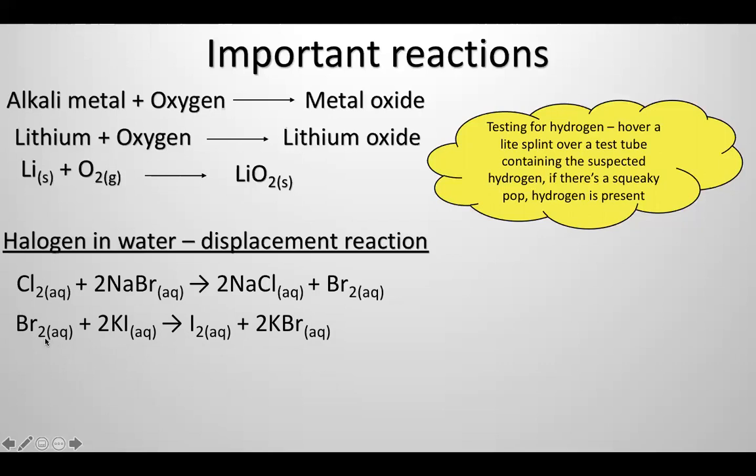Okay, so here you have another reaction. So instead of chlorine, we've moved down to bromine. Oh look, potassium iodide. Again, in solution. All of this reaction is in solution. So, oh look, iodine is bumped out because bromine is more reactive than iodine, and bromine is then happily bonded to potassium as potassium bromide. Okay.